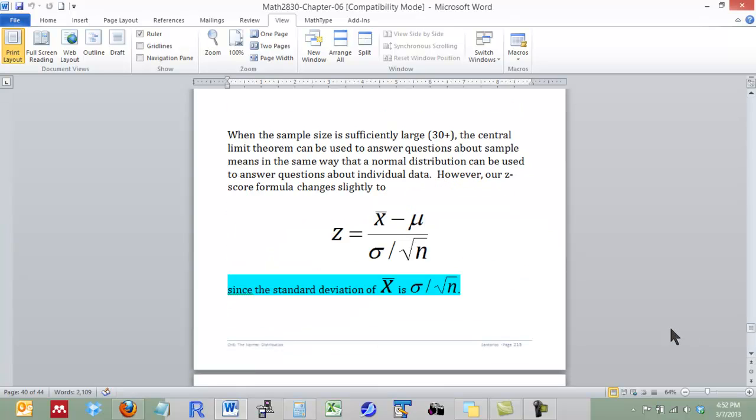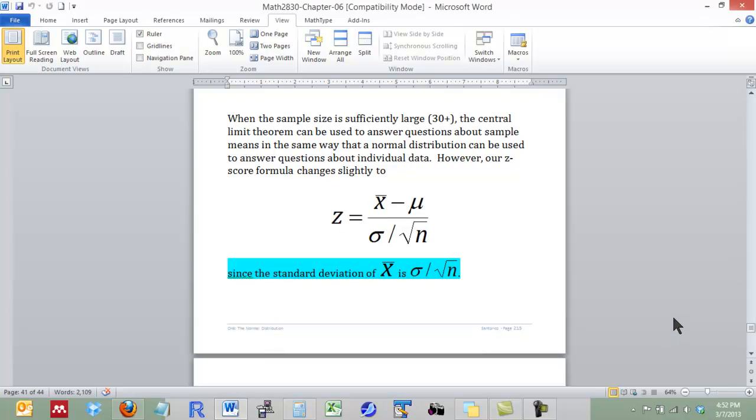So as an example, if we have a sufficiently large sample size, and the rule of thumb that I had mentioned previously was 30, so at least 30, then the central limit theorem tells us we can use our normal distribution to answer questions about our data. And this should look like your z-score before.